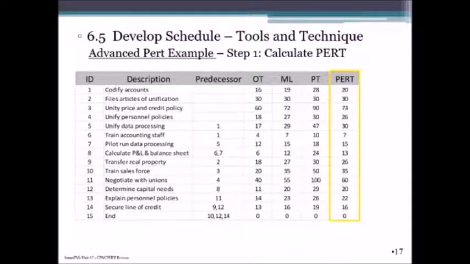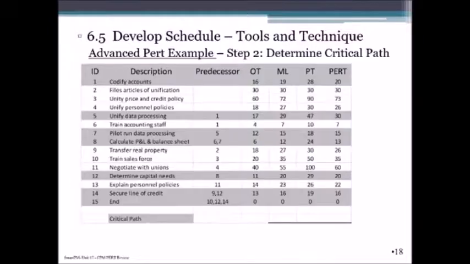Step 1, let's calculate the PERT for each of these activities using the PERT formula. Step 2, we're going to have to determine the critical path. Ordinarily, we would have to create the network diagram, but assume for a moment the grayed areas you see in this chart represent the critical path. In this case, 1, 5, 7, 8, 12, 14, and 15.